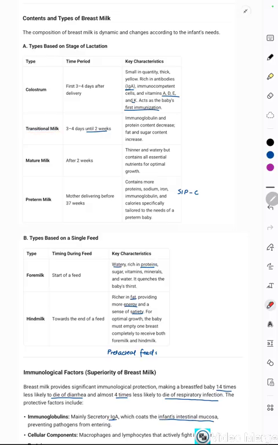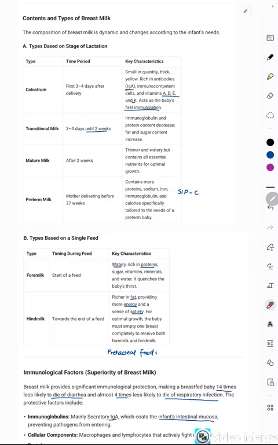Then the next is transitional milk. Transitional milk starts after the colostrum, that is 3 to 4 days up to 2 weeks, and it consists of the immunoglobulins, and proteins are high, but the content starts to decrease while the fat and sugar content starts to rise. Next is the mature milk. Mature milk is found after 2 weeks. It is thinner and watery, but it contains all the essential nutrients for optimal growth.